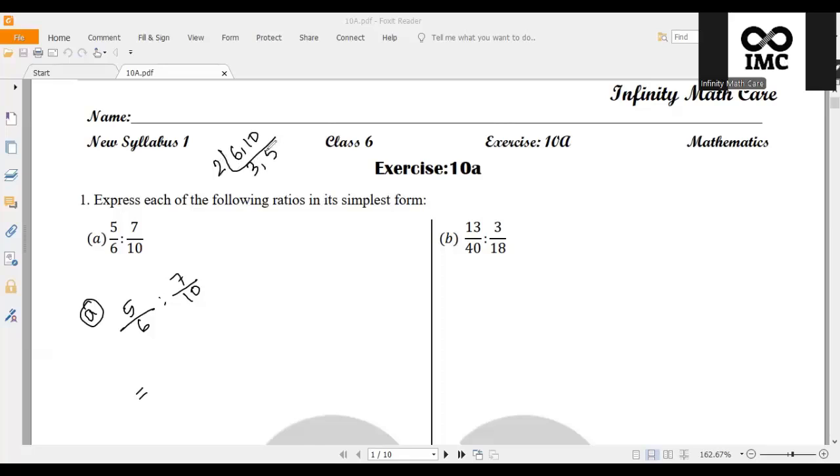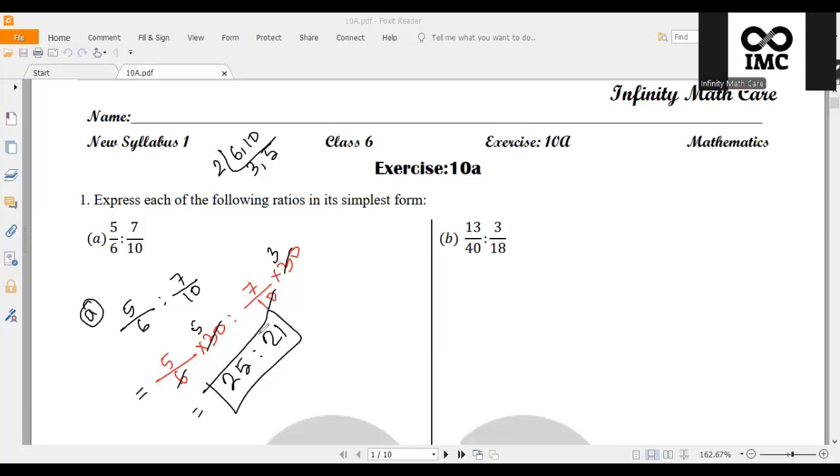2 3s are 6, 2 5s are 10. That means 2 3s are 6, 6 5s are 30 will be the LCM. So we will multiply 5 by 6 into 30 is to 7 by 10 into 30. Now cancel 30 by 10, it will be 3. 30 by 6 will be 5. So 5 5s are 25 and 7 3s are 21, and this is the answer of this problem.